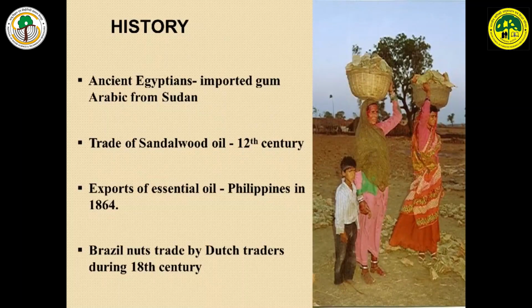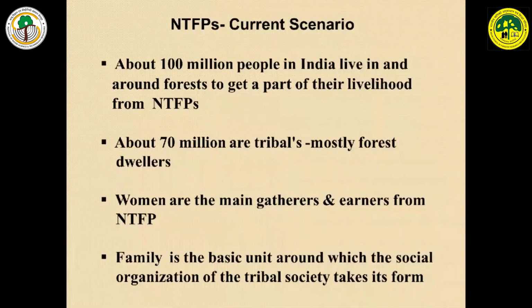You can see that gum arabic was imported from Sudan. Then the trade of sandalwood oil dates back to the 12th century. Then exports of essential oils from the Philippines in 1864. Then the Brazil nut trade by Dutch traders during the 18th century. These are some examples that minor forest products, or non-timber forest products, were collected and exported for a long time.